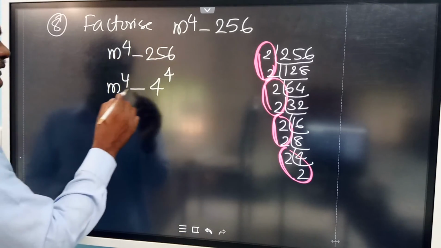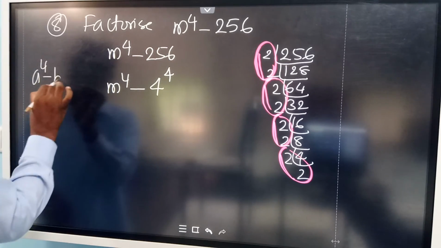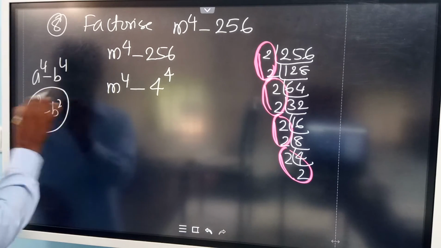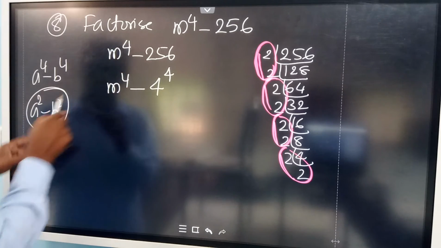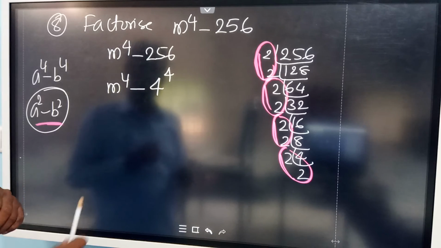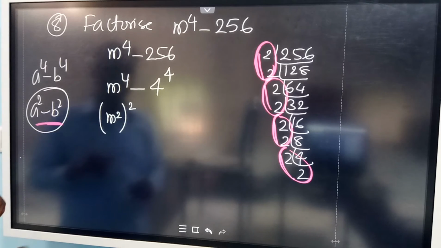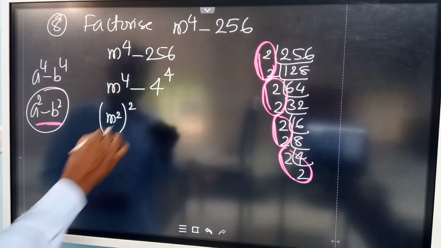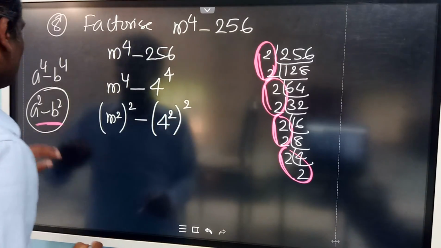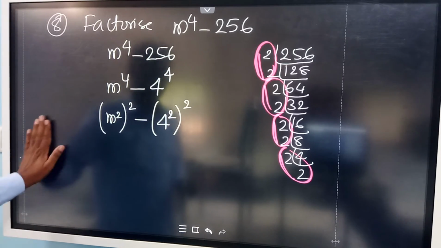So now look at this, I will rewrite this in another form. We don't have a formula related to a to the power 4 minus b to the power 4, but we have a formula for a square minus b square. I want this question to be in the form of a square minus b square. So what will I write? m square whole square, and this one also minus 16 square, or 4 square whole square. Both are the same.